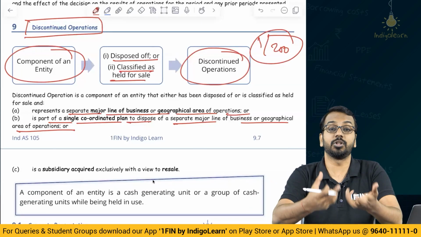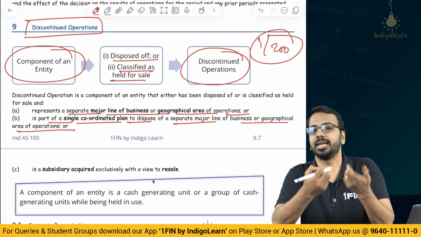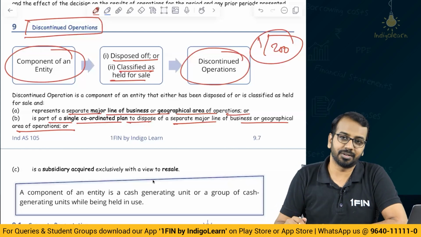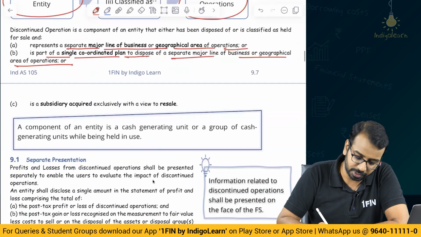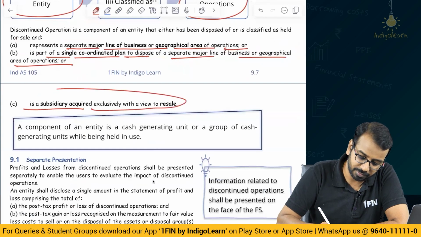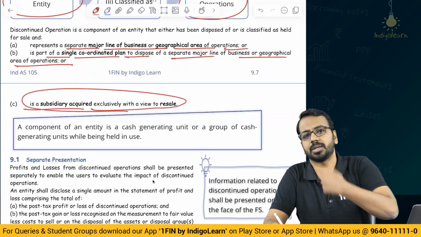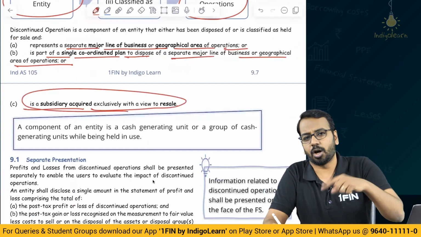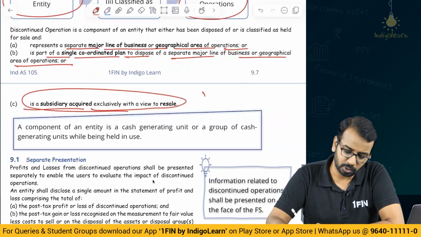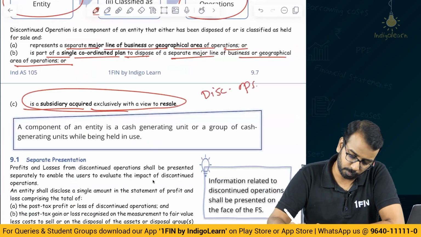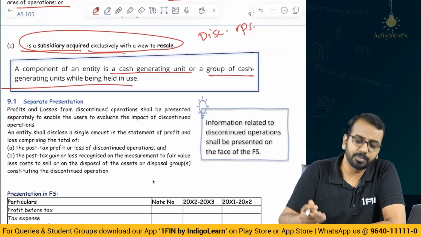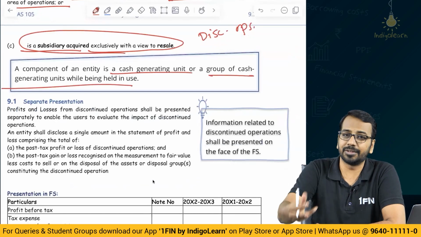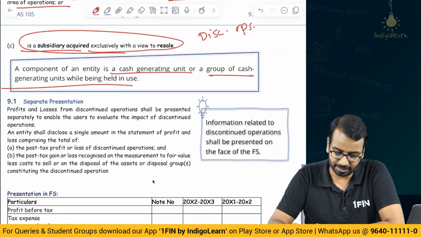But if I am exiting a full geographic area, let's say, India, then it is a significant component and it will be classified as a discontinued operation. It also includes a subsidiary acquired exclusively with a view to resale. If I bought a subsidiary and I will subsequently resell it, the objective is to resell it, this will also be called a discontinued operation. Generally, a CGU or a group of CGUs is that component. If it is significant, that will be classified as held for sale.